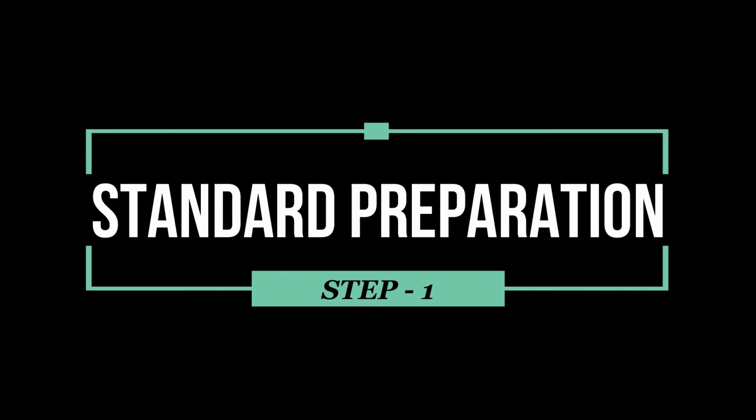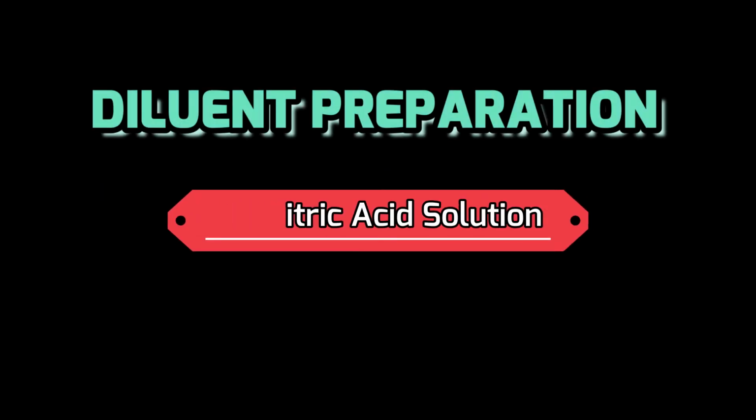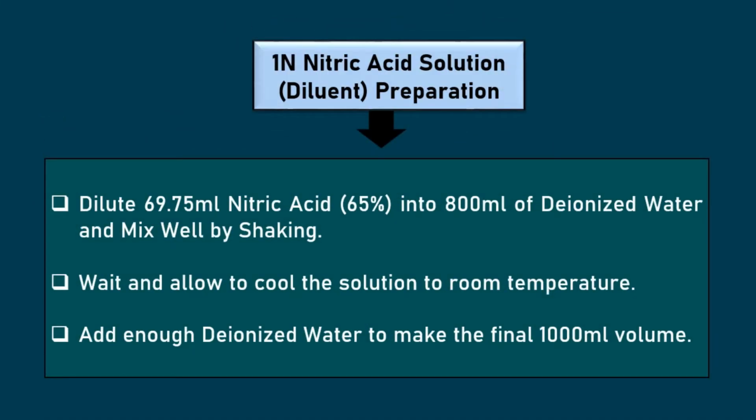Before going for the standard preparation we need to prepare diluent first. We will use 1 normal nitric acid to prepare sodium standards. 1 normal nitric acid can be prepared by diluting 69.75 ml nitric acid into 800 ml deionized water first, and after cooling make a final volume of 1 liter by adding deionized water.